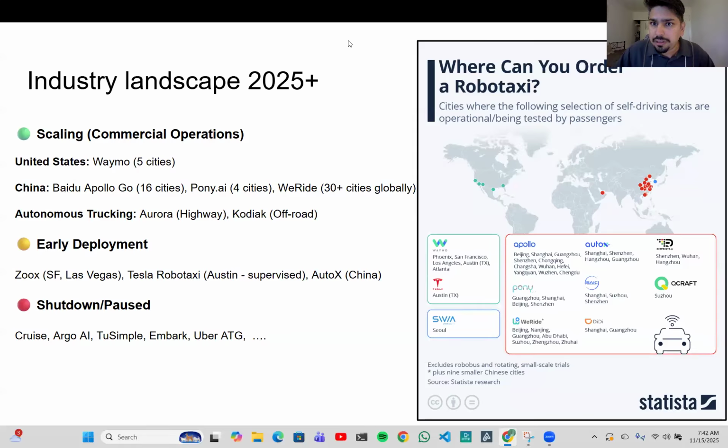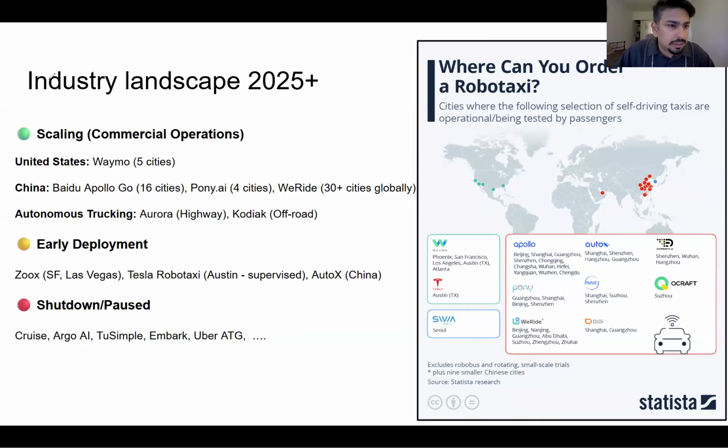Do I have a pointer here? Okay, maybe the mouse pointer works.